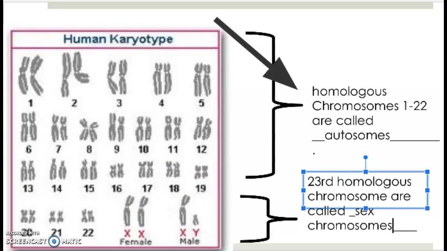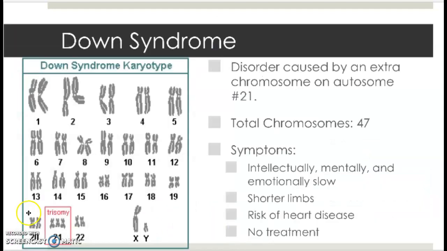So this is what a karyotype looks like. Again, it's arranged from tallest to smallest, with the exception of the sex chromosomes, which will be given to you. And by looking at it, you should determine whether it's a male or a female based on their size. Again, these first 22 are called autosomes, and the last pair is your sex chromosome because they determine the sex of the baby.